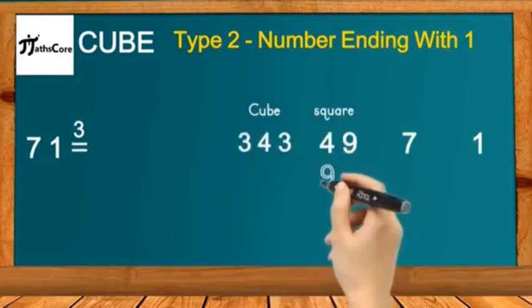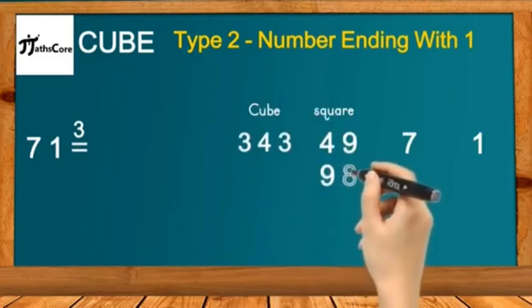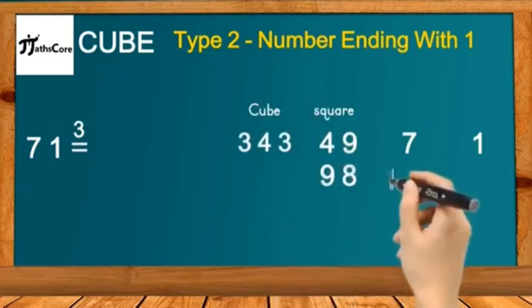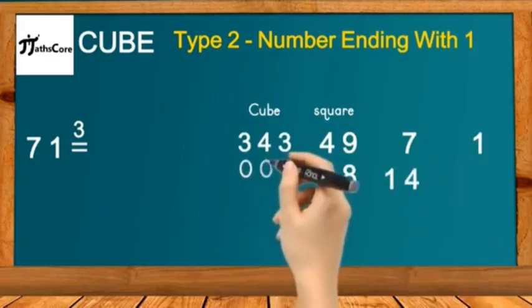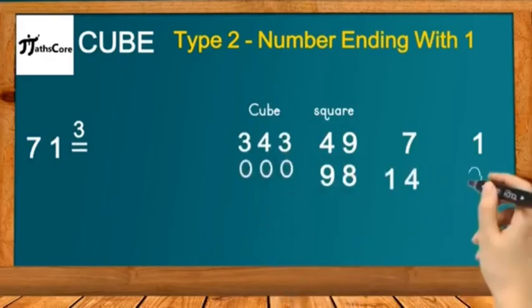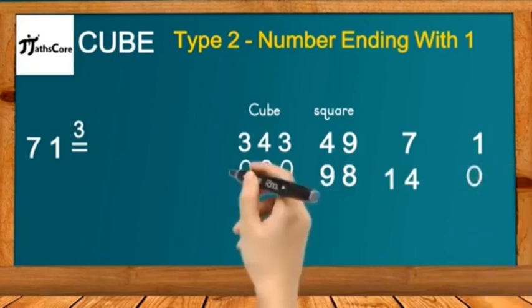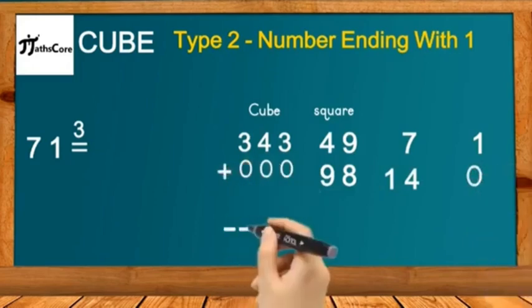Now in the next step we need to make double of middle number 49 and 7. So double of 49 is 98 right below 49, and double of 7 is 14 right below 7. Below 343 and 1 we need to put 0. Now add all this number together.